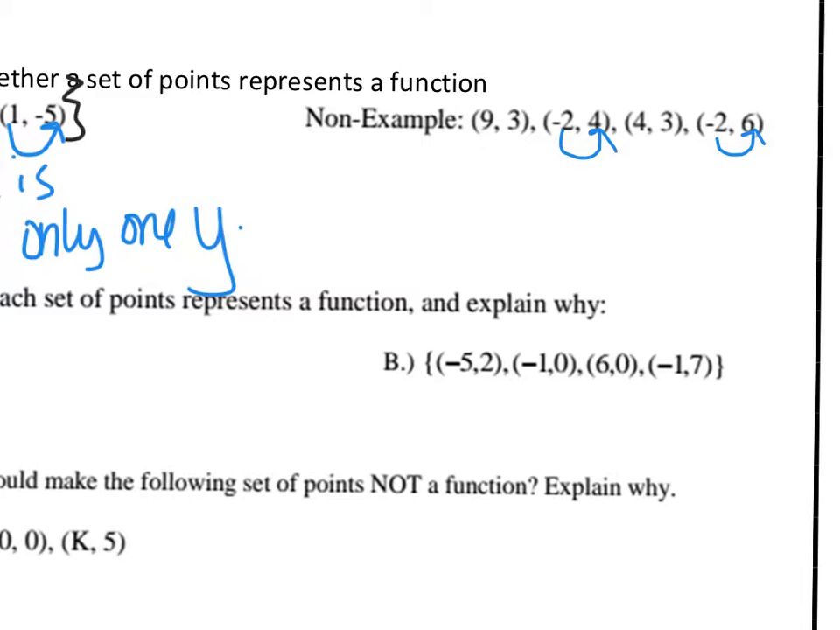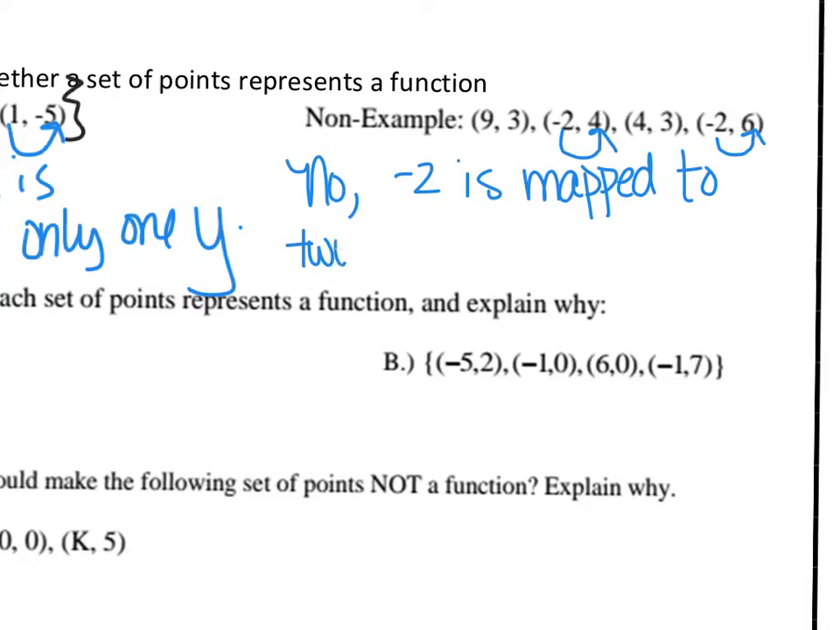All right, negative 2 went with 4. I said my birthday was this day, and then later I said it was a different day. So I'm telling a lie. So we'll say no. And then we'll say negative 2 is mapped to two different values.